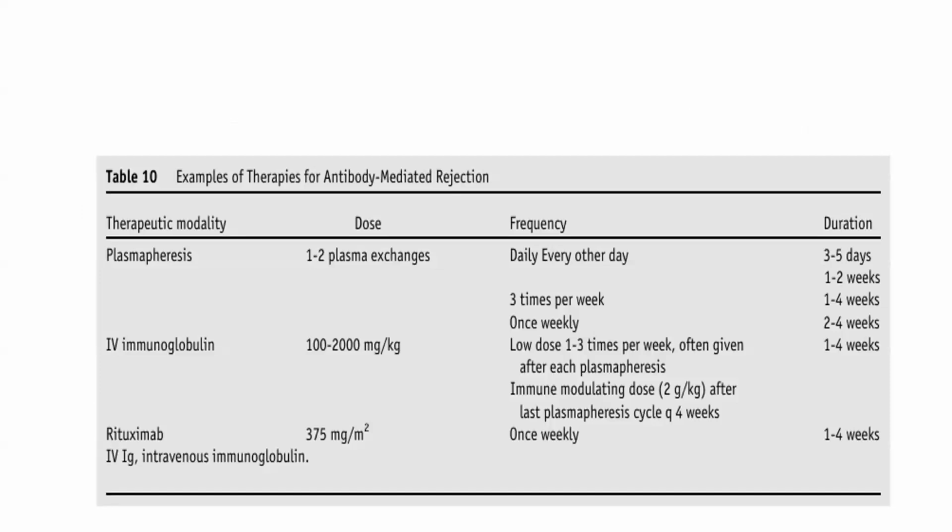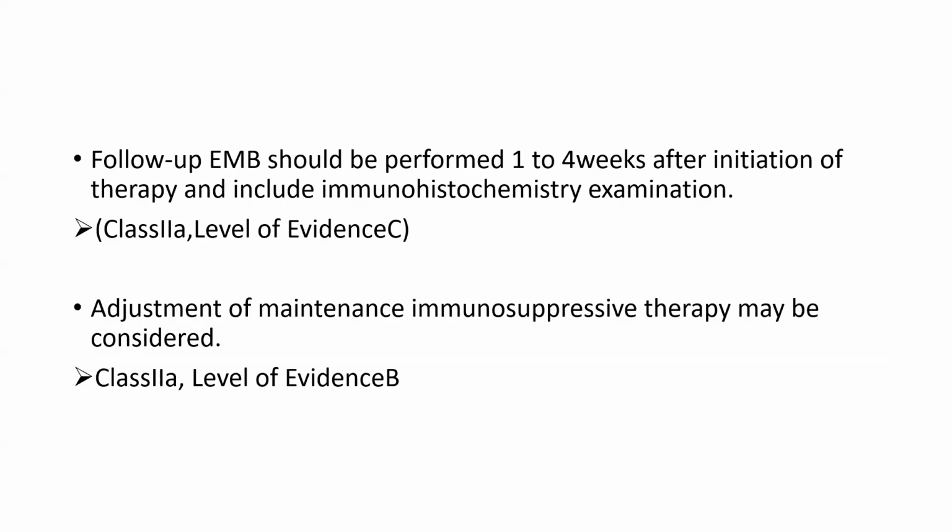So these are examples of therapies for antibody-mediated rejection. Plasmapheresis: the dose is 1 to 2 plasma exchanges daily or every other day. We have to give this for 3 to 5 days. Then IV immunoglobulin, 100 to 2000 mg per kg, low dose 1 to 3 times per week, often given after each plasmapheresis. Then rituximab we can give, that is 375 once a week for 1 to 4 weeks.